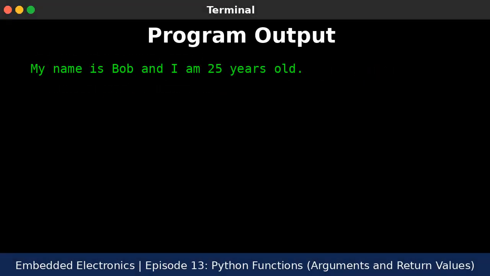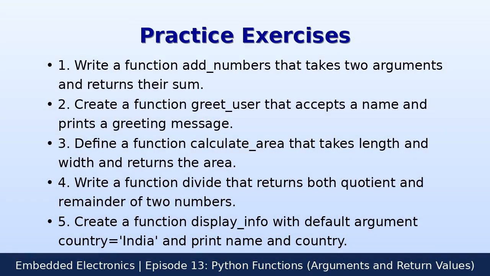The output of example 4, keyword arguments, is as follows. My name is Bob and I am 25 years old. Here are 5 exercises for you to practice. Try writing these Python programs by yourself to strengthen your understanding.